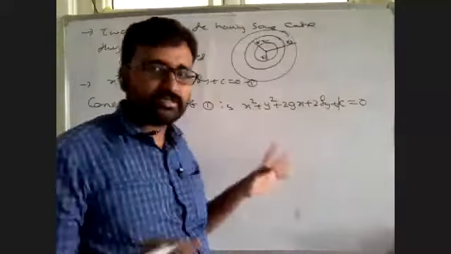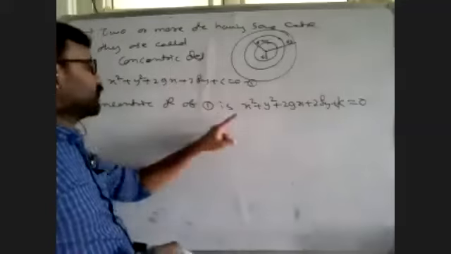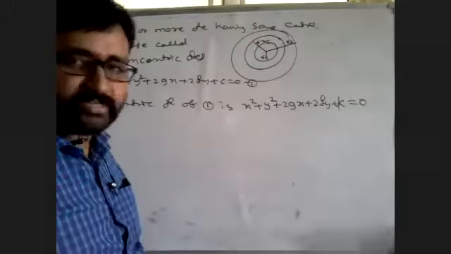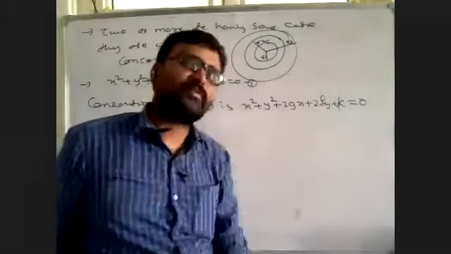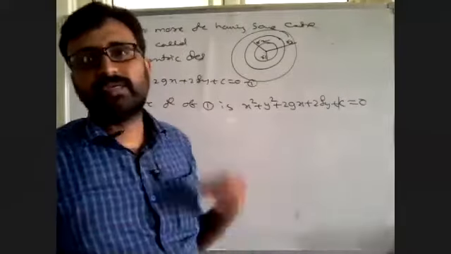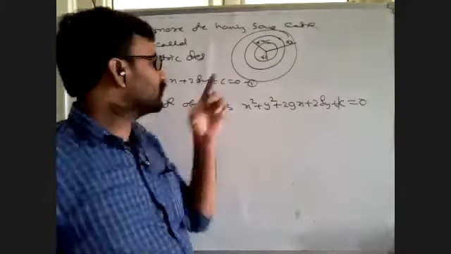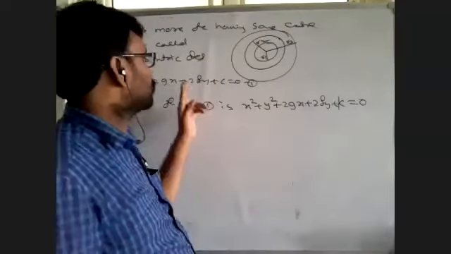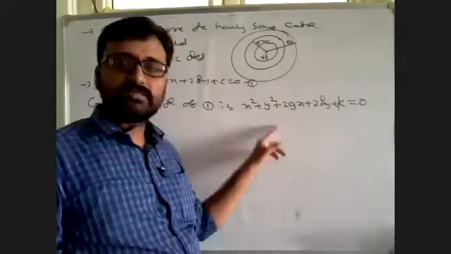Center will not change. You have the same g and f in the concentric circle also, but the constant will be different. Here you have c, there you will get some different constant, k, c dash, whatever it is. Then these two circles are concentric to each other. This is concentric for this, and this is concentric for this.